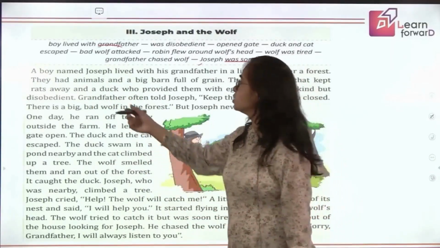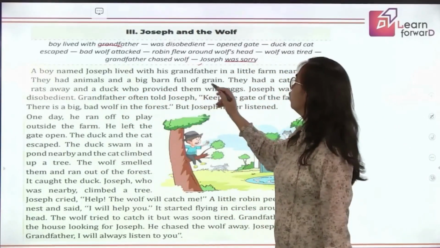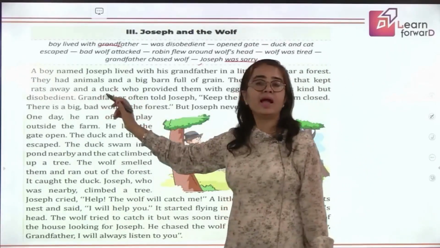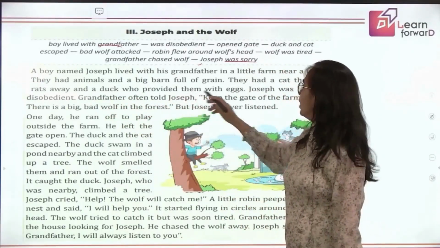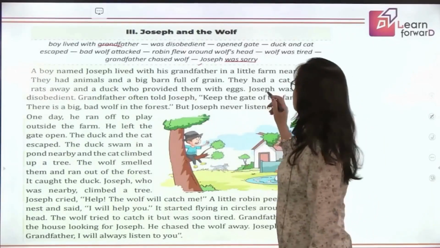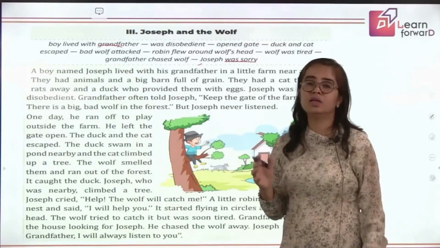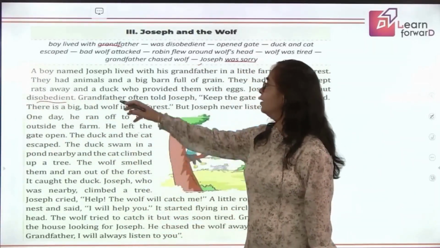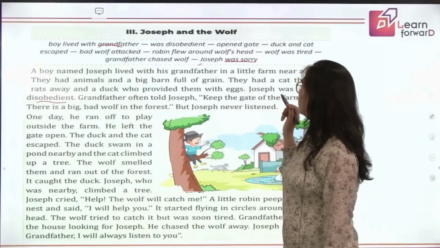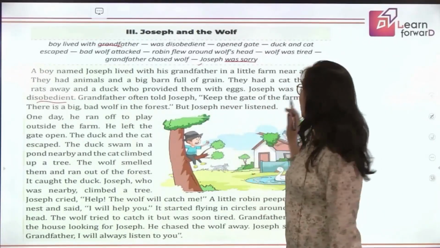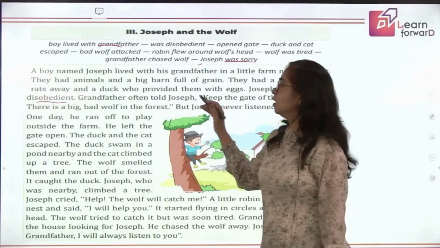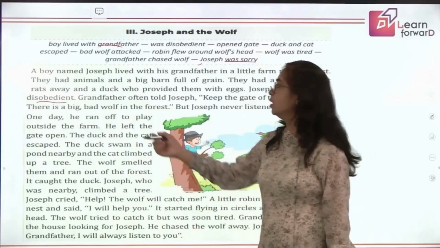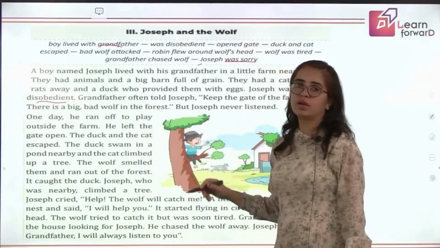We can just explain. They had animals and a big barn full of grain. They had a cat that kept rats away. And they also had a duck who provided them with eggs. So Joseph was kind, he was gentle, but he was disobedient. And grandfather often told Joseph, keep the great gate of the farm closed, because otherwise there was a wolf around who could come and attack any of them. So there is a big bad wolf in the forest. So you have to be careful.